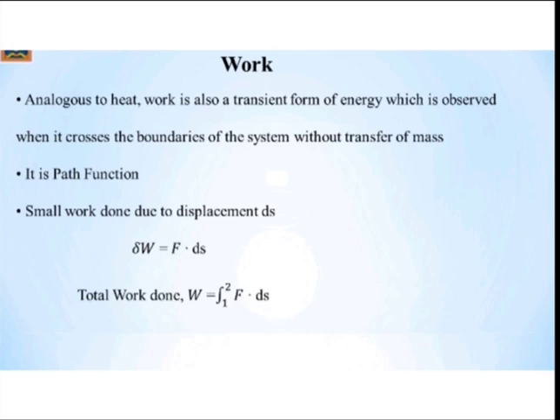Then small work done due to displacement ds: dW is equal to F into ds. dW means change in work, F is the force, and ds represents the displacement. So total work done is given by the equation W is equal to the integration from 1 to 2 of F into ds.